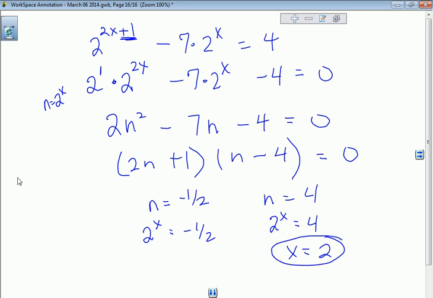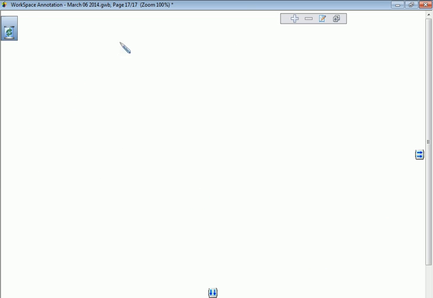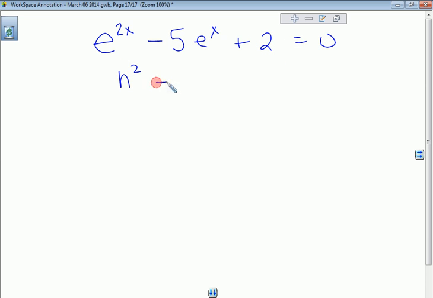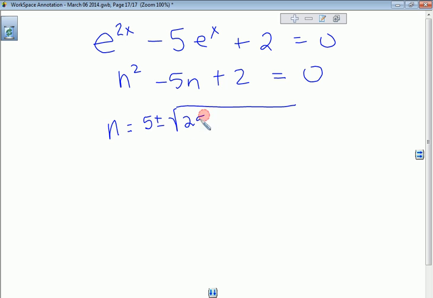And the last example I have for you today involves one that doesn't factor. e to the 2x minus 5e to the x plus 2 equals 0. So if we used n substitution, we're looking at this. And you can clearly tell that this one does not factor. And when a quadratic doesn't factor, we have to use the quadratic formula. So we would say n is equal to negative b, so it's going to be positive 5 plus or minus the square root of b squared, which is 25, minus 4 times a times c all over 2 times a.